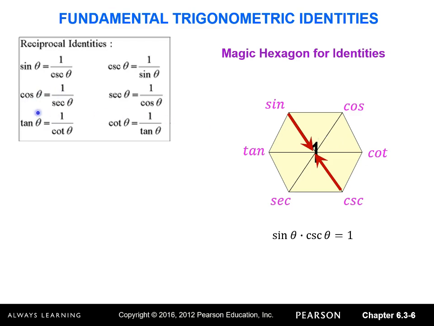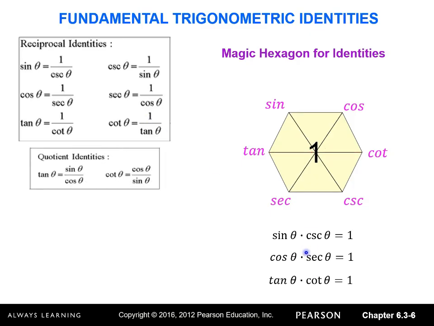Another identity: for this reciprocal identity, if I cross multiply, cosine times secant is equal to 1. And for tangent and cotangent, tangent times cotangent is also equal to 1. This is derived from the third identity, so that's the last one. What you need to memorize in the reciprocal identities is only the first three. If you know the first three, then you will know the rest. Okay? So let us move on to the quotient identity.